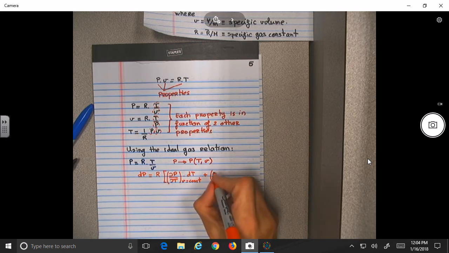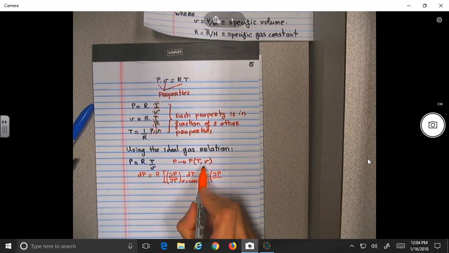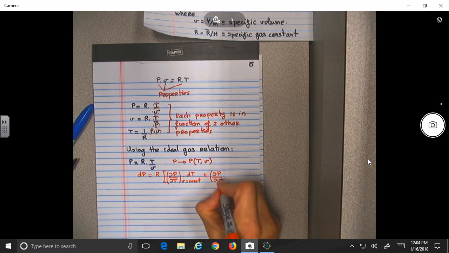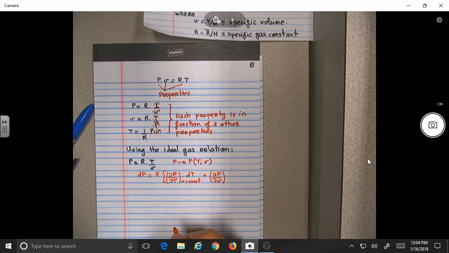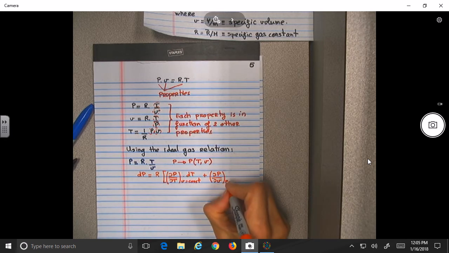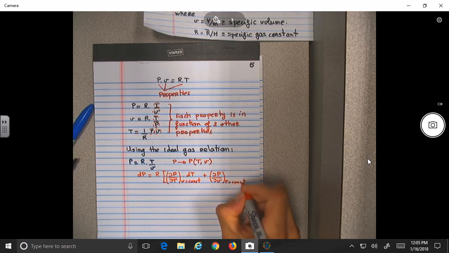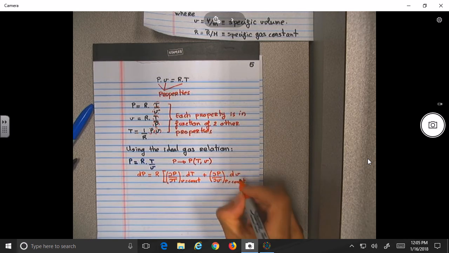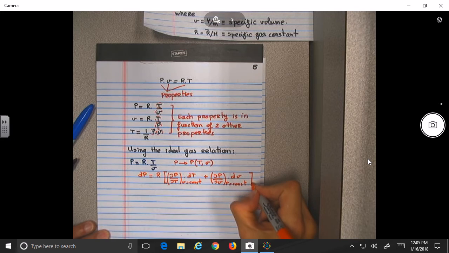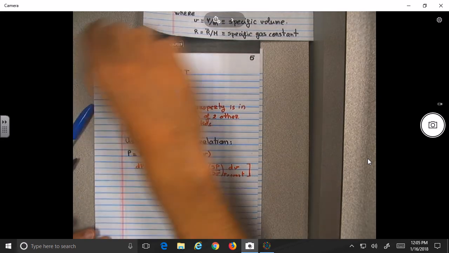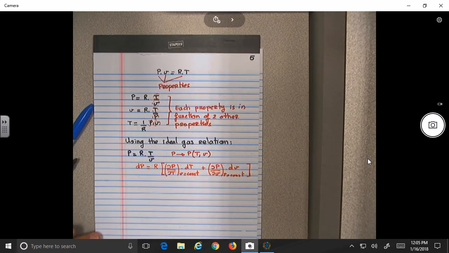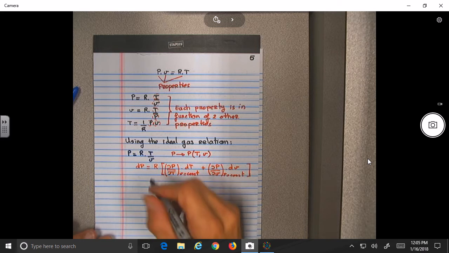We can take the partial derivative of P with respect to what? V, and this time what will be constant? P becomes constant, and this will be here dV. Okay, so what is the meaning of this term?